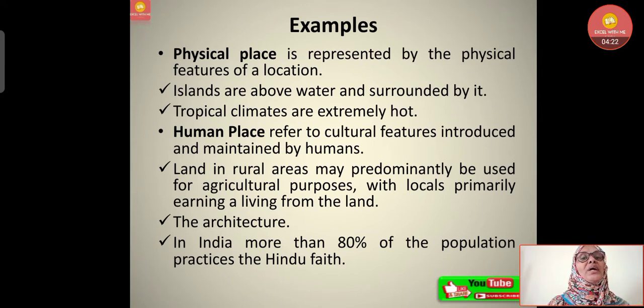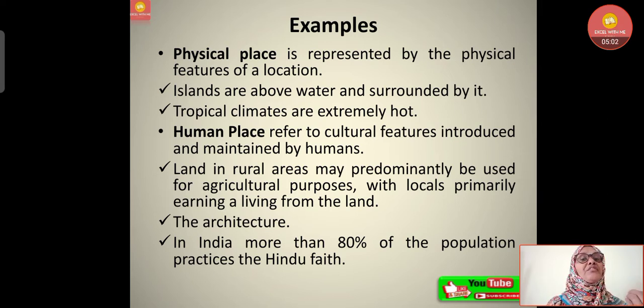Let's see through examples. Physical place and human place, these are the two places we can identify. Physical place is represented by the physical features of a location. For example, islands are above water and surrounded by it. Islands are surrounded by water, and tropical climates are extremely hot. Obviously, equatorial regions are extremely hot regions. Even the tropical regions are near to the equator. Tropic of Cancer or Tropic of Capricorn, these places will be extremely hot. Like that we can identify the place.